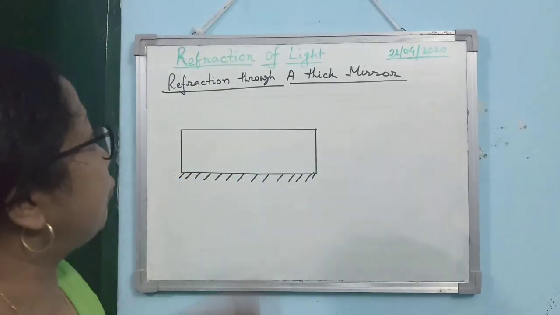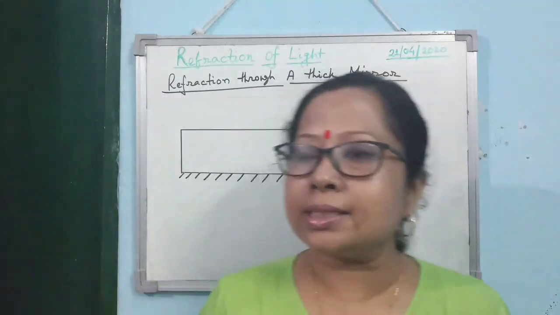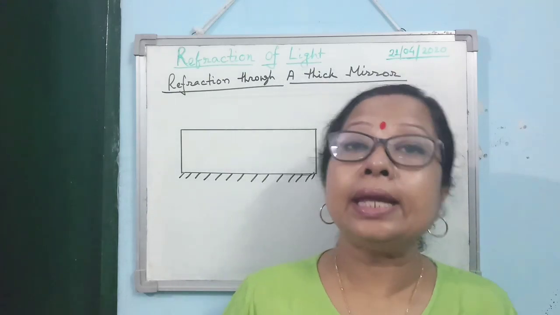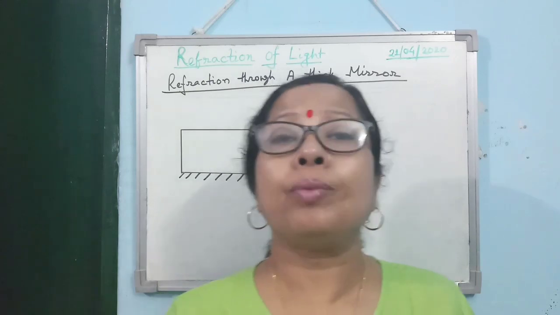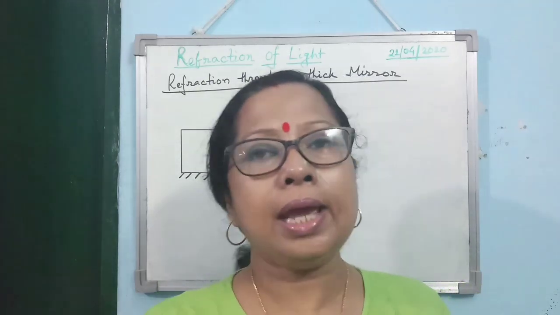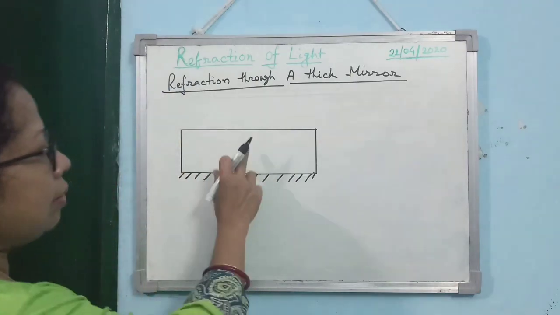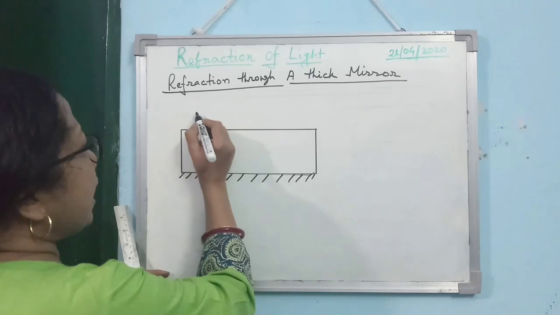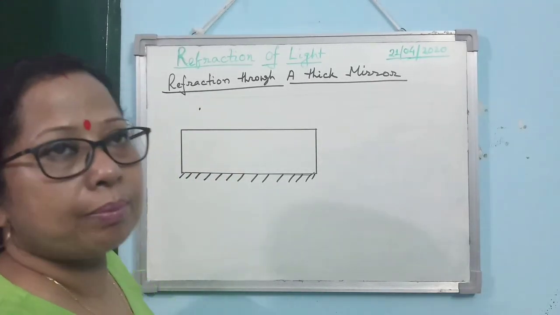Now next is refraction through a thick mirror. Now whenever you are standing in front of a mirror, what kind of mirror generally we use? We use a very thin mirror. Alright, and you have seen that whenever you are standing in front of a mirror, how many images you can see? Only one image, isn't it? Now, instead of a thin mirror, suppose you are having a very thick mirror and you are standing in front of the mirror, then how many images you will be able to see?